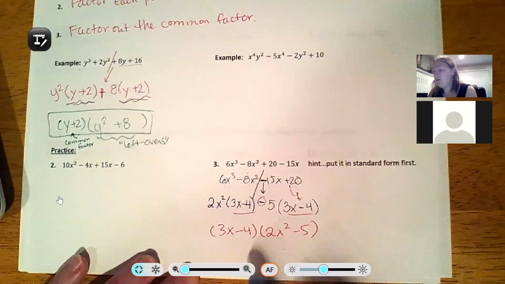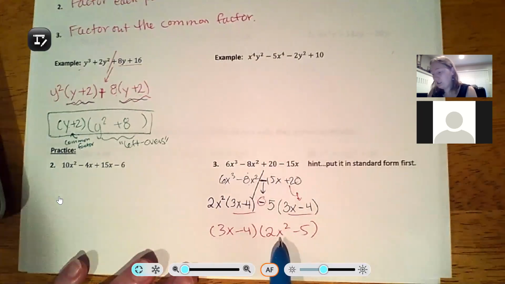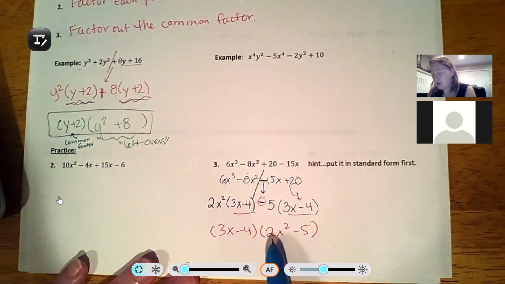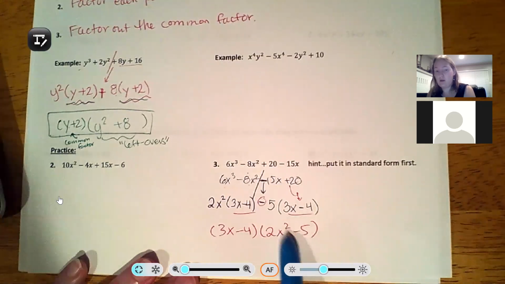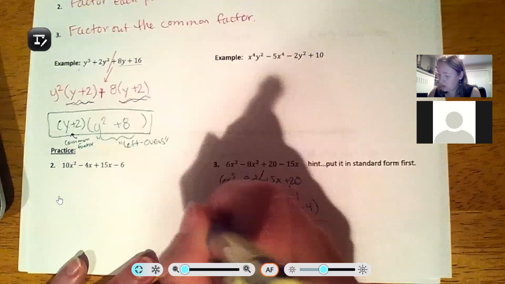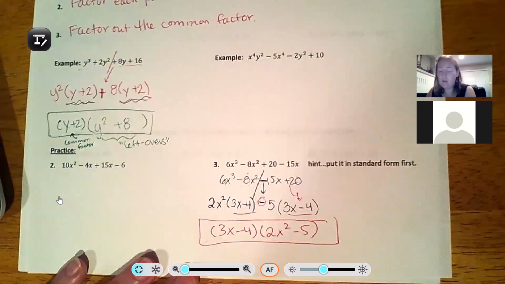And again, binomials, you can only factor when it's a difference of squares, and these are not squares, or sum or difference of cubes, and these are not cube things. So that's as far as you can go with both of those.